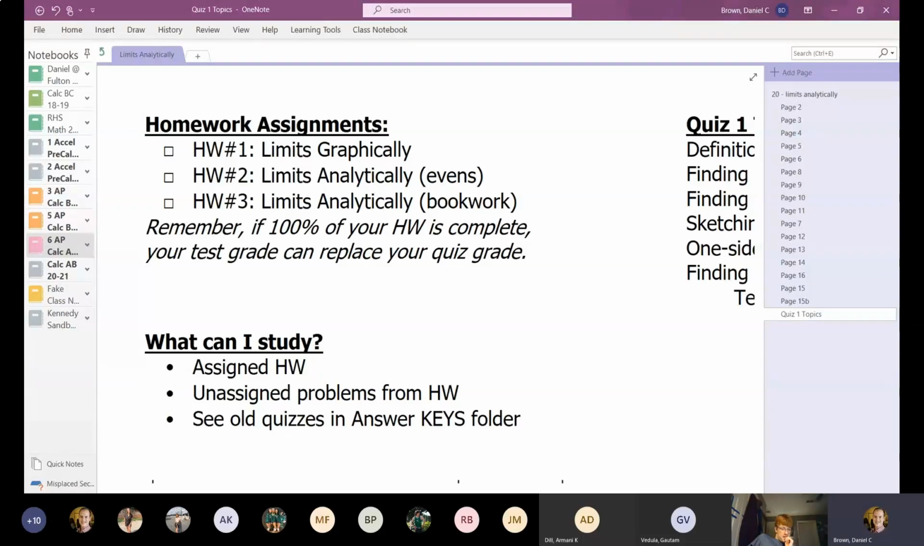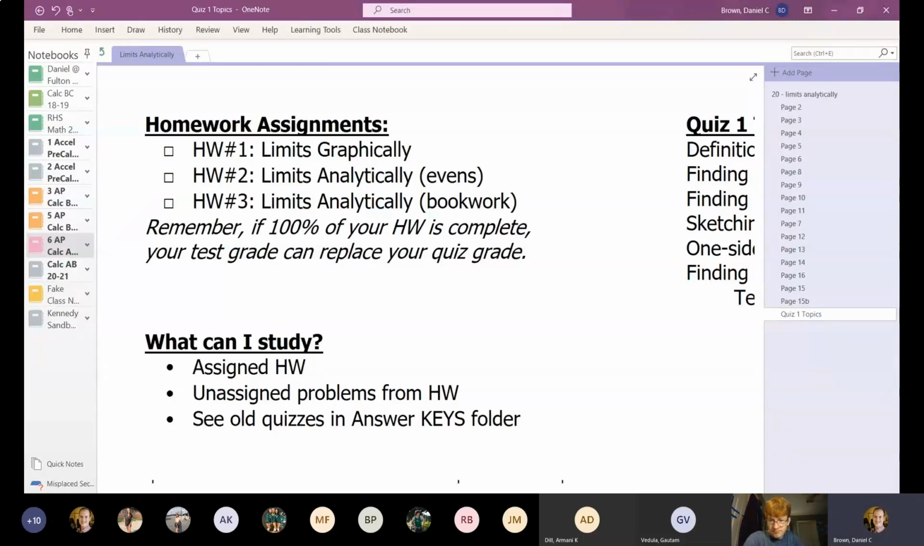Remember the incentive I have for homework. It is going in the grade book. It doesn't count for you or against you, but if your homework percentage is 100%, I will replace your quiz grade with your test grade. Which hopefully you do well on your quiz, but just in case, that is the incentive that I have.